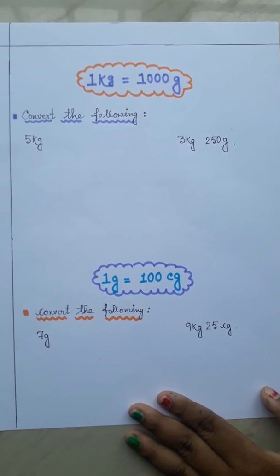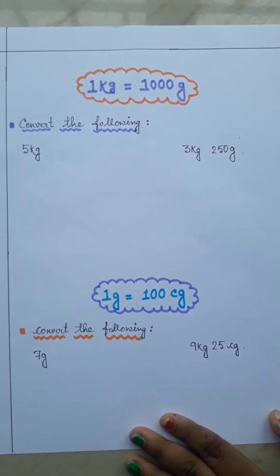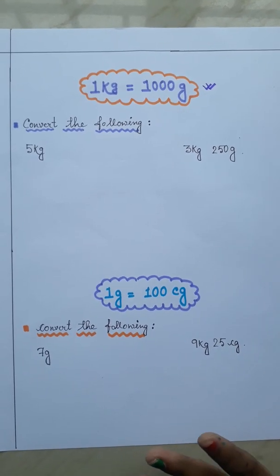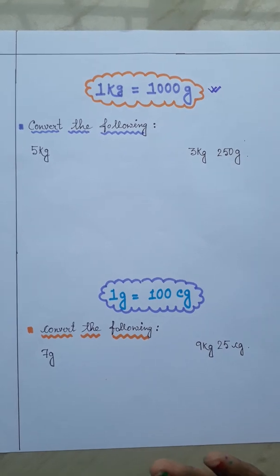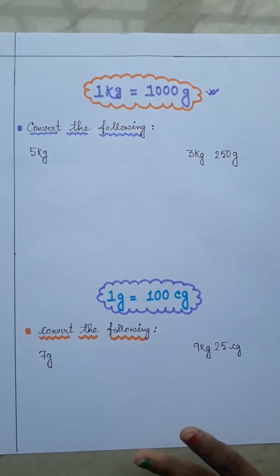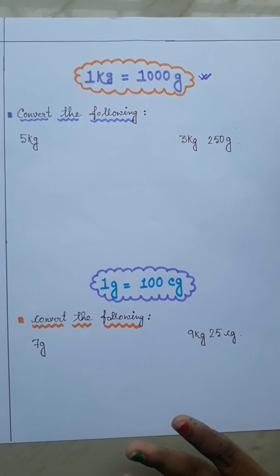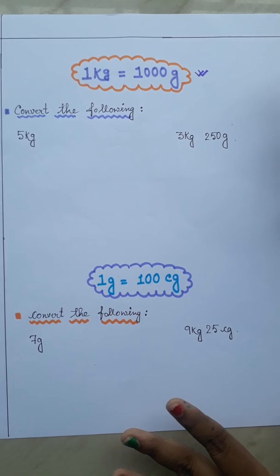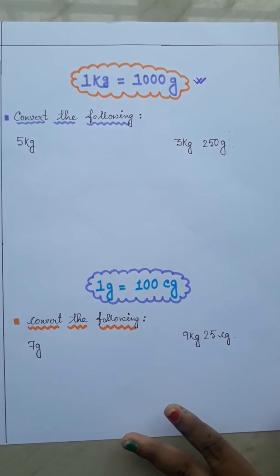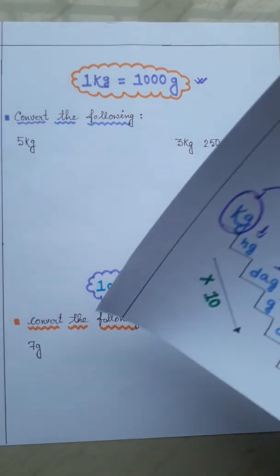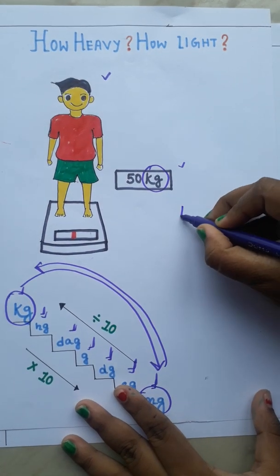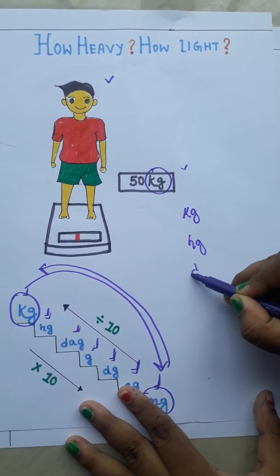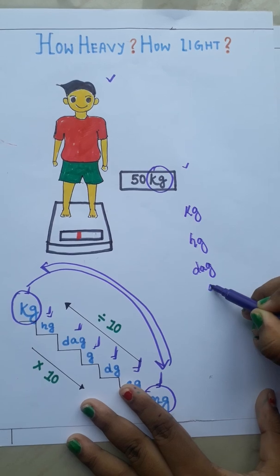Okay, so in this page you can see at the first it is written 1 kilogram equals 1000 gram. So this is the first basic formula that you have to remember, that is 1 kilogram is equal to 1000 gram. At first I am going to show you why 1 kilogram is equal to 1000 gram. Just see here the chart. At first there comes kilogram, then come hectogram, then come decagram, and after that comes gram.